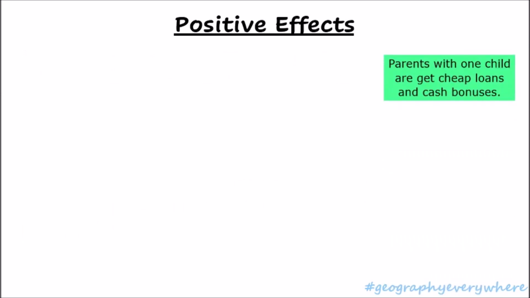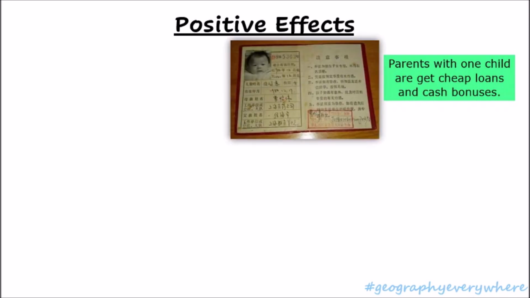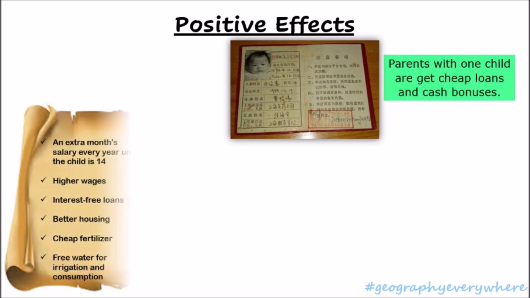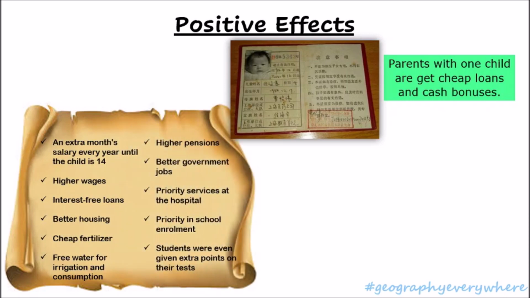The parents who abided by the one child policy and only had one child could get cheap loans and cash bonuses. This was called the one child certificate, sort of a passport that showed that you were only one child in the family. And having this one child certificate entitled the parents and the child to a number of benefits. These are some of the benefits that the parents and child got.